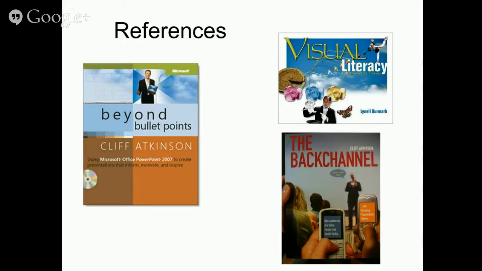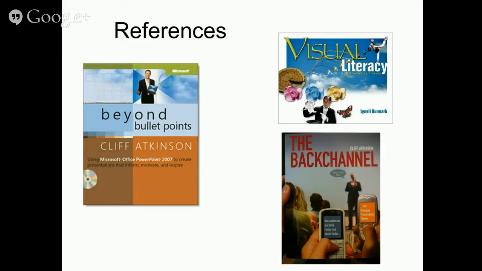So today we talked about why we should be cognizant of what's going on in the brain and how to help that, which would yield better learning. How I go about building my presentations and strategies for better delivery. As I said, I got these from Cliff Atkinson. Tremendously good book, Beyond Bullet Points. I recommend it. He also has a book out called The Back Channel.